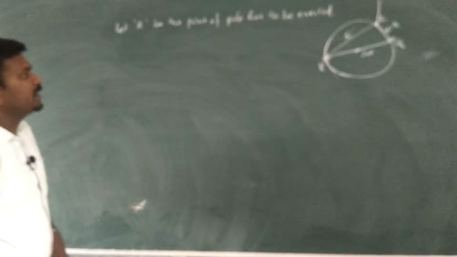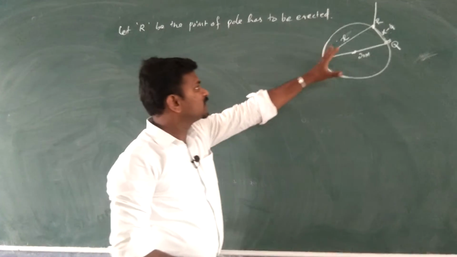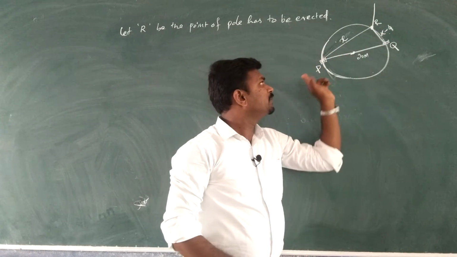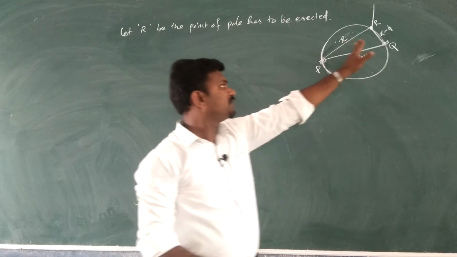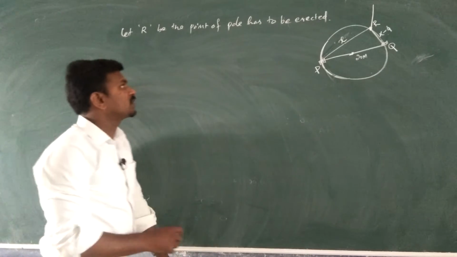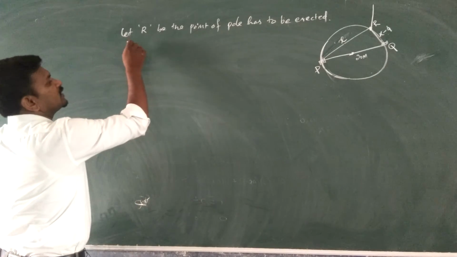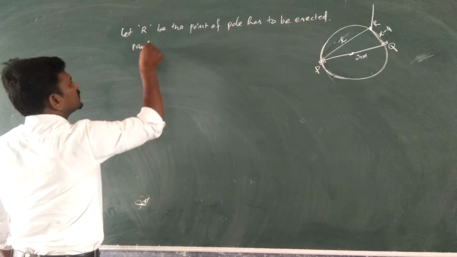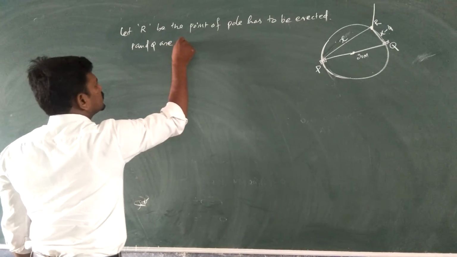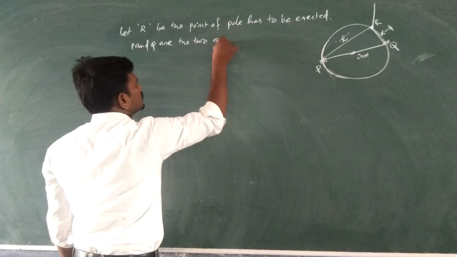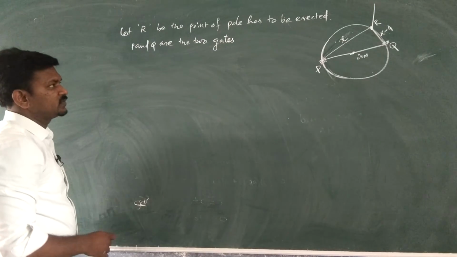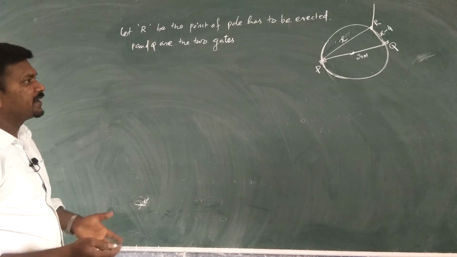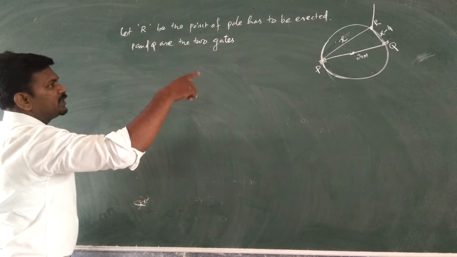Okay, now we are going to find those two distances. So we have to find x to find PR. Then if you reduce 4, we can find QR. P and Q are two gates, and R is the point where the pole has to be erected. Now we have to find PR.